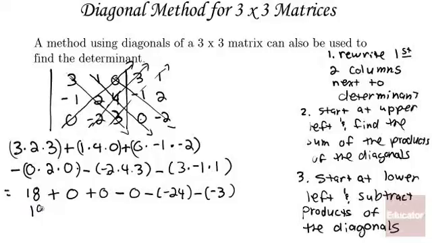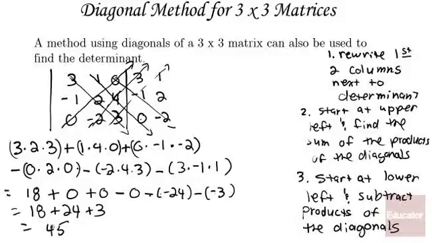Simplifying things a bit, that's 18. Let's get rid of these zeros. We don't need those. And this is minus negative 24, so I'm going to write that as plus 24. Minus negative 3 is plus 3. 18 plus 24 plus 3 is 45. If you would have used the other method, expansion by minors, you would have gotten the same result of 45 for this third order determinant. But you need to decide which method you like better and, given the situation, which method seems easier.